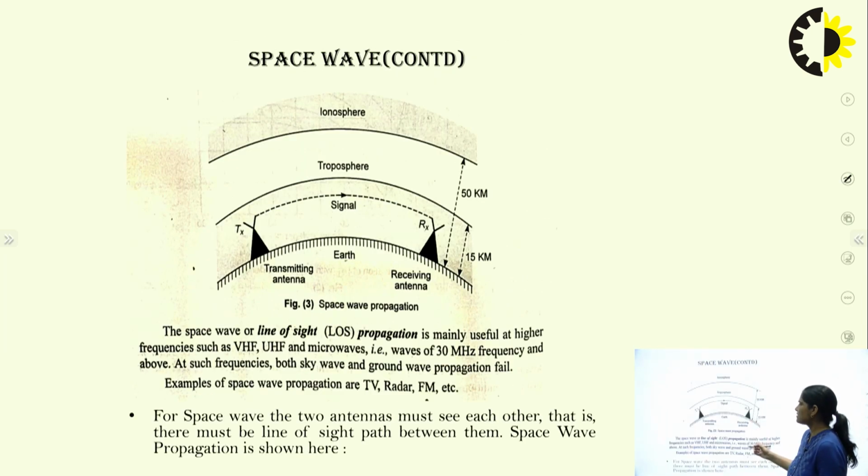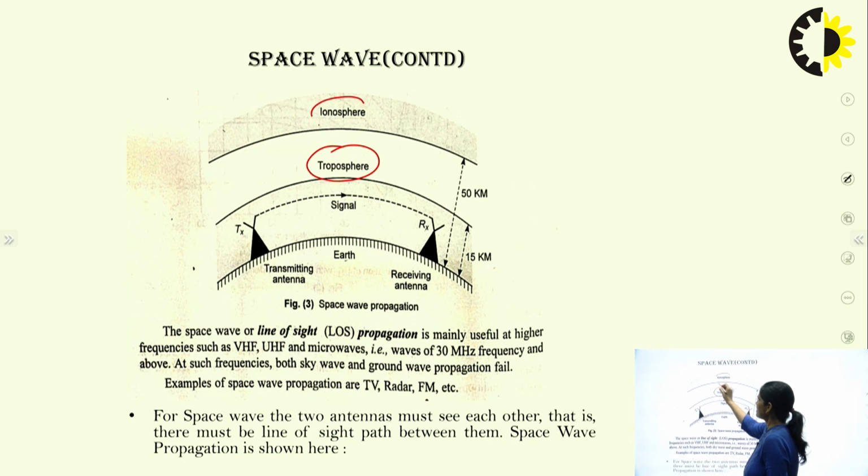So this is the structure of space wave propagation. You can see this is your Earth. Let us consider this is your transmitting antenna and this is your receiving antenna. You are transmitting the signal from transmitter to receiver. This is the way we send the signal from transmitter to receiver. You can see this is the distance of 15 km and this is the distance of 50 km. Here your troposphere is present, and here is your ionosphere. So this whole process is known as space wave propagation.